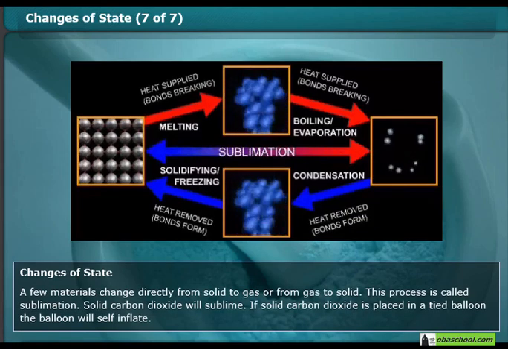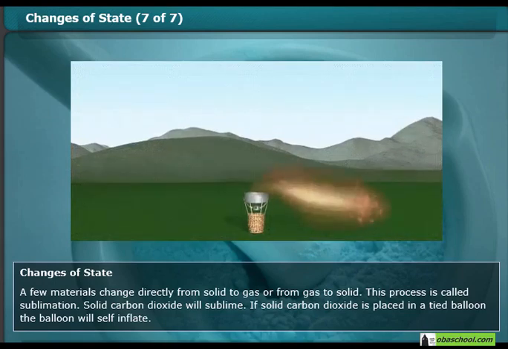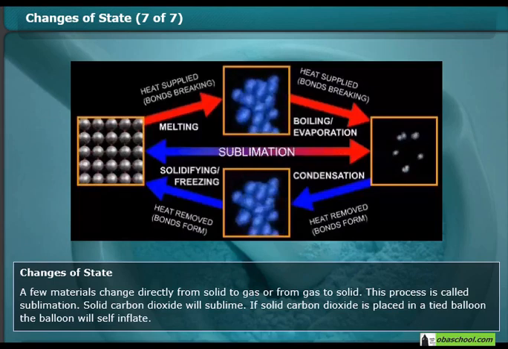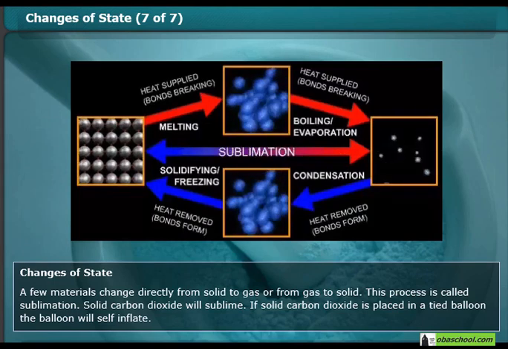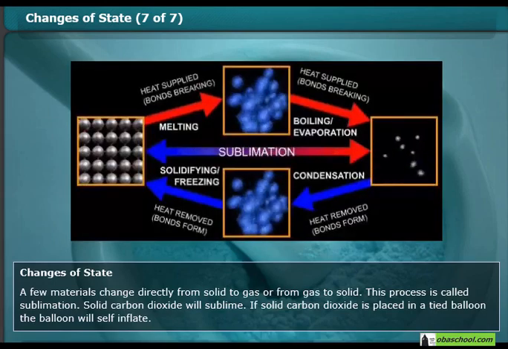A few materials change directly from solid to gas or from gas to solid. This process is called sublimation. Solid carbon dioxide will sublime. If solid carbon dioxide is placed in a tied balloon, the balloon will self-inflate.